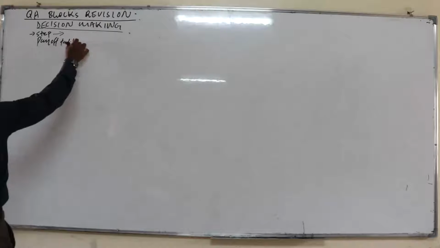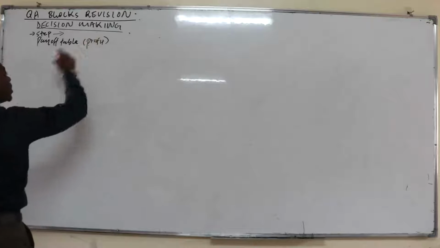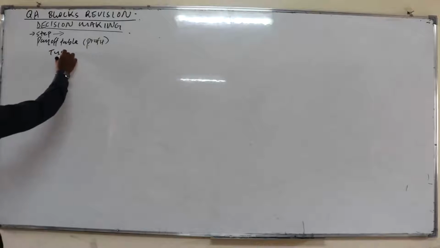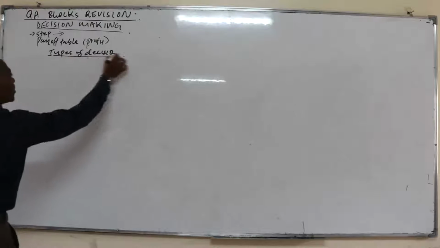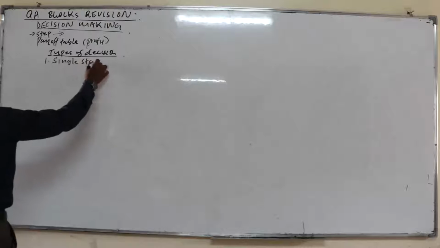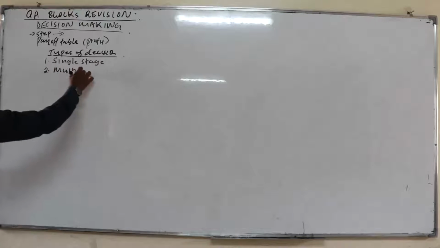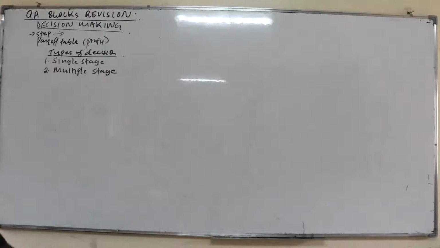Payoff table. Remember, I said that payoff means the profit. So that's a thing you need to note, that payoff means the profit. Then we also said that we have two types of decision. Number one, the single stage decision. And number two, the multiple or multi-stage decision. Those were the two types of decision.